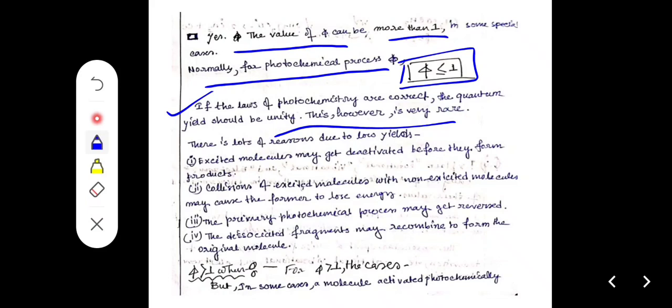So there are many reasons for low yield. First, excited molecules may get deactivated before they form products. When incident radiation falls on molecules, they absorb some amount of energy, get excited, and react to produce product. But if there is deactivation before product formation can take place, the energy decreases, so the chemical yield also decreases, so phi is less than 1.